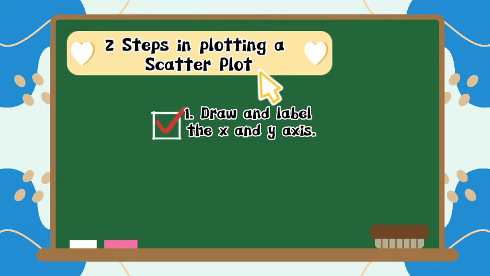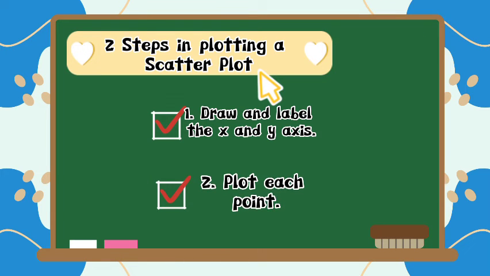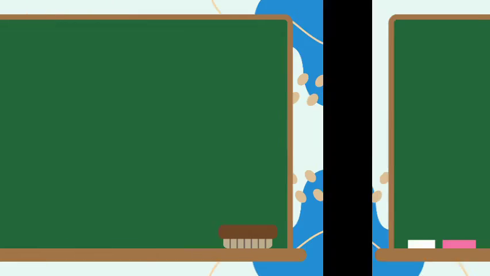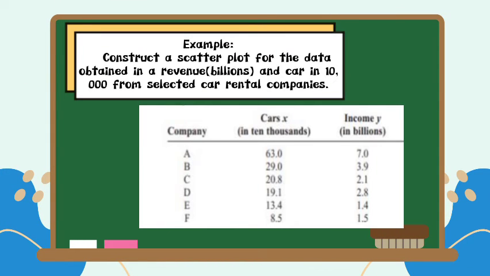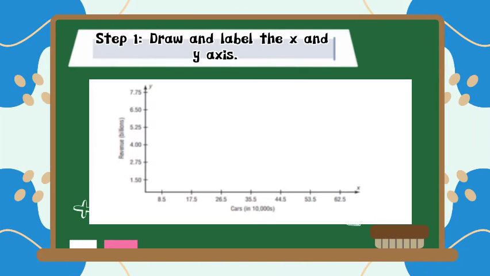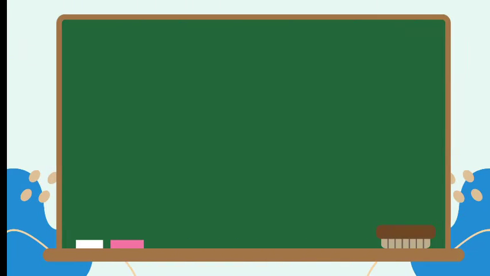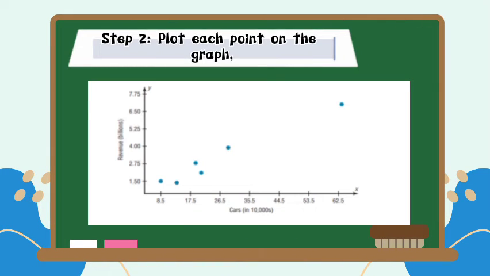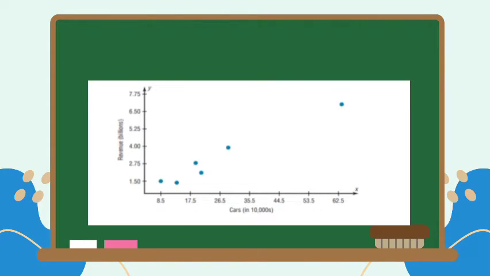First, draw and label the x and y axes. Second, plot each point. Example: construct a scatter plot for the data obtained on revenue in billions and cars in 10,000s from selected car rental companies. First step, draw and label the x and y axes. Second step, plot each point on the graph.